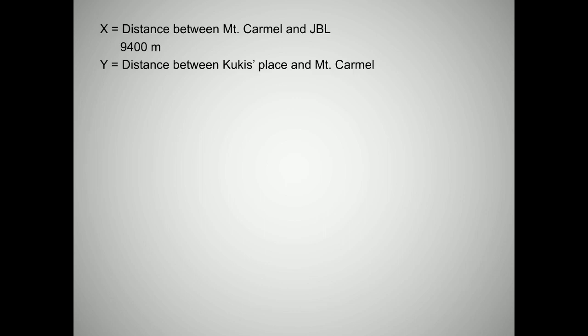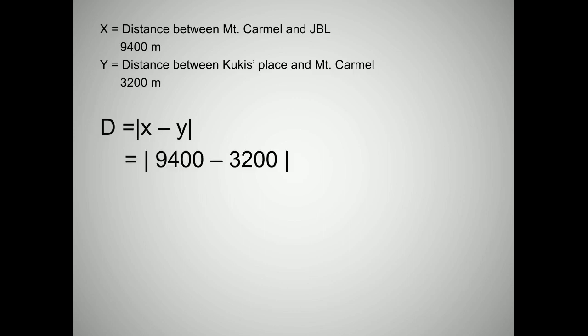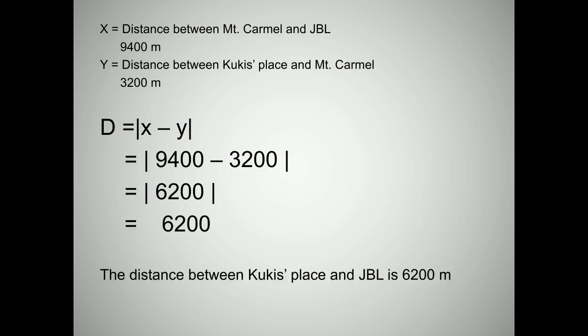Cookie's place and Mount Carmel, which is 3,200 meters. We will use the formula and substitute the values, so it will be the absolute value of 9,400 minus 3,200. And if you get the difference of the two, it will be the absolute value of 6,200, and the answer will be 6,200. Therefore, the distance between Cookie's place and JBL is 6,200 meters.